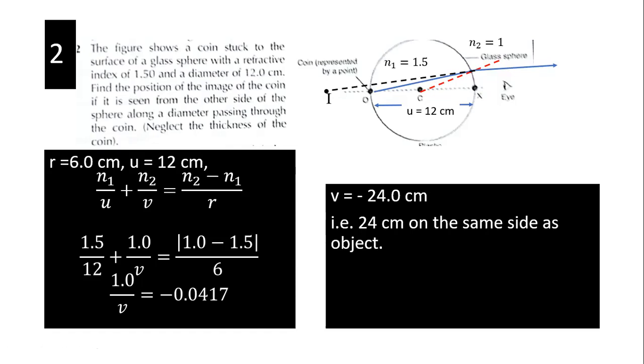It is different from previously, where we used negative because this was smaller than that one. But this is larger. So that's why we didn't put negative here. If this is smaller than n2, then yes, we have to use negative here. That's the sign convention.